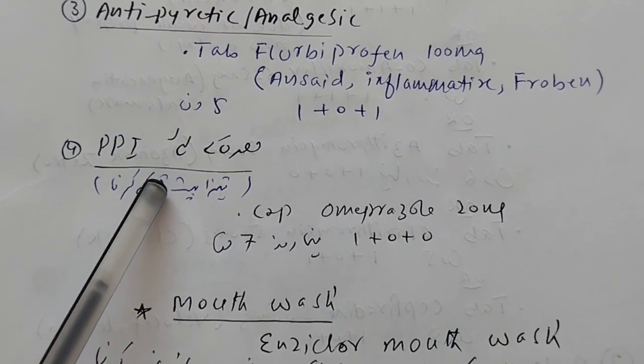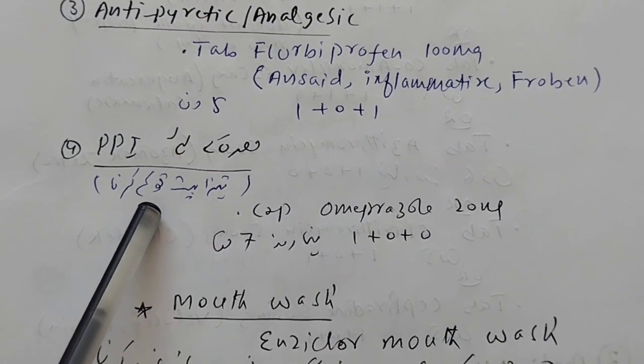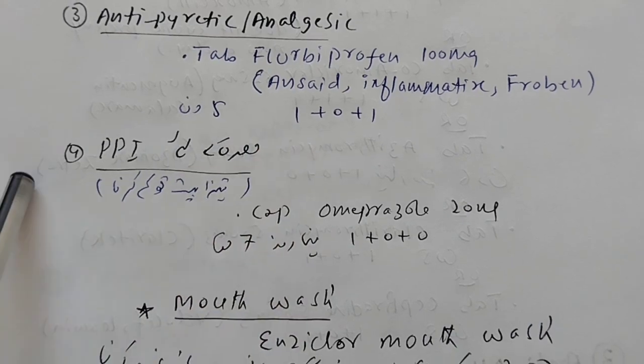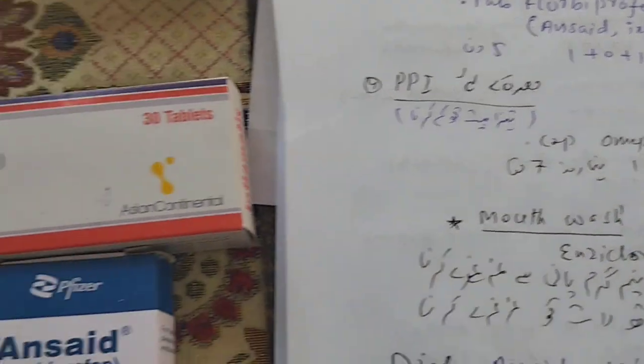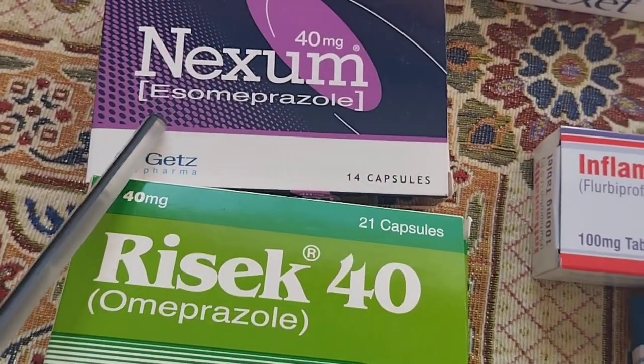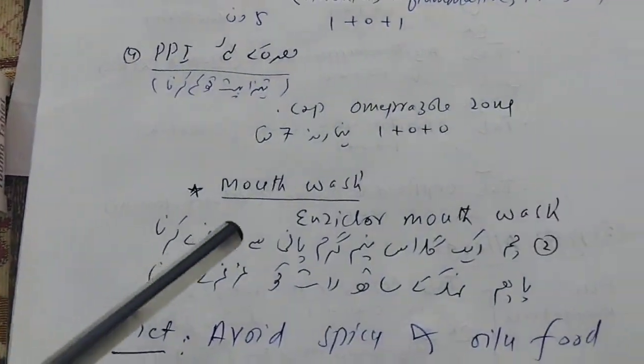Now another coverage is the PPI, because of GERD or acidity, many patients will have a sore throat. So we will give omeprazole or esomeprazole; any PPI you can give, for 7 days.